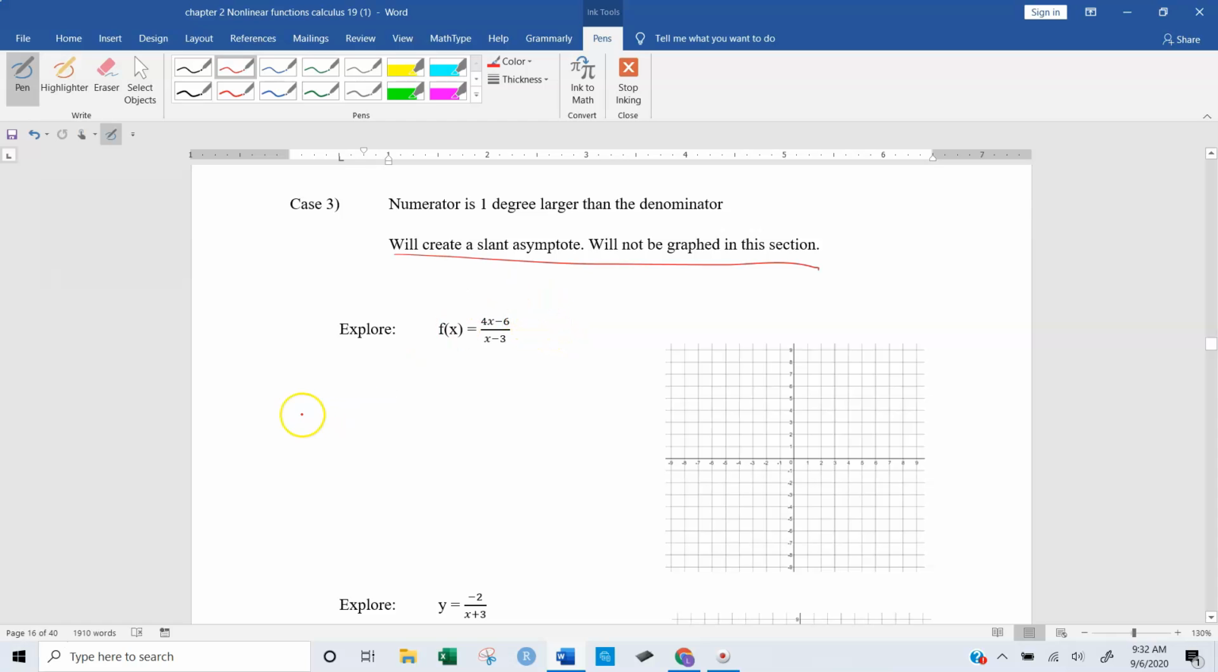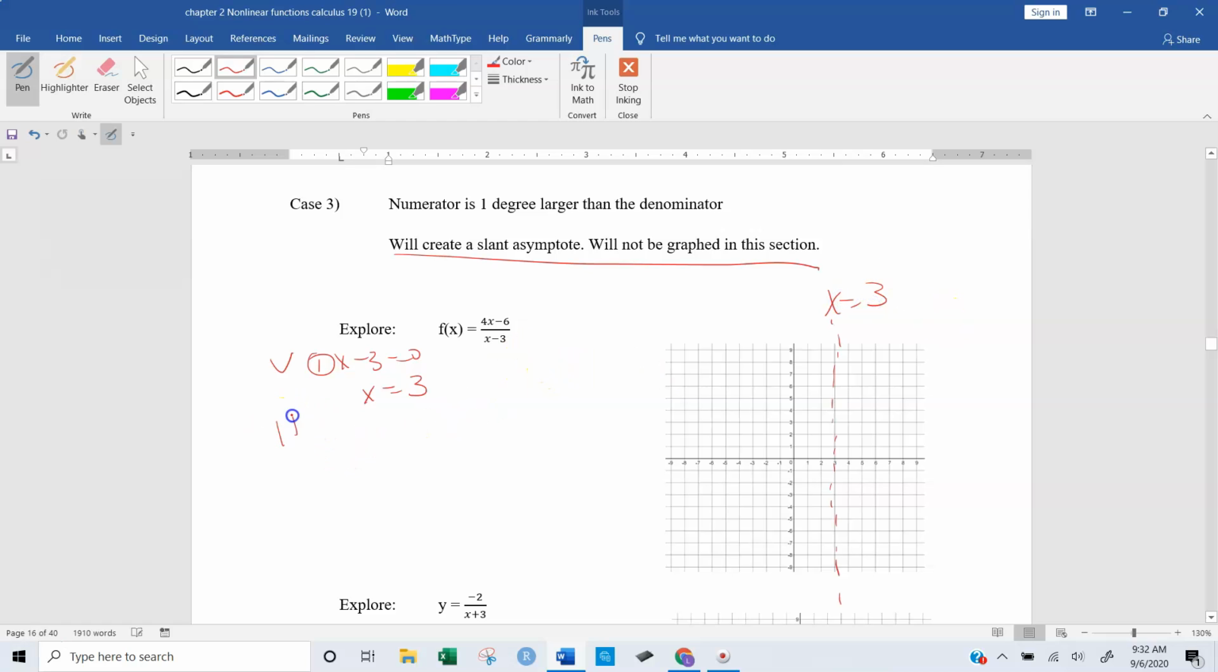So pause and do these two. Okay, first one, they were the same. So your first step always is your vertical. So we take x minus 3, set it equal to 0, and you should have gotten x equals 3. So we go to x equals 3, and we put in our vertical. So x equals 3, vertical asymptote.